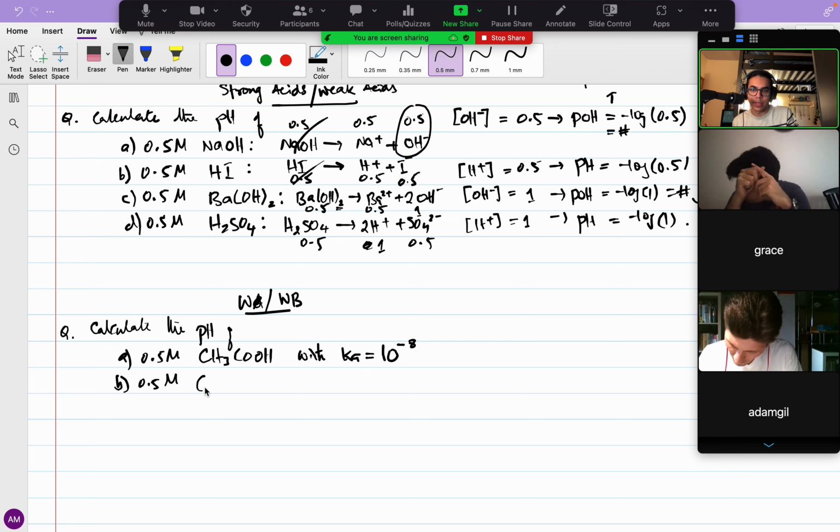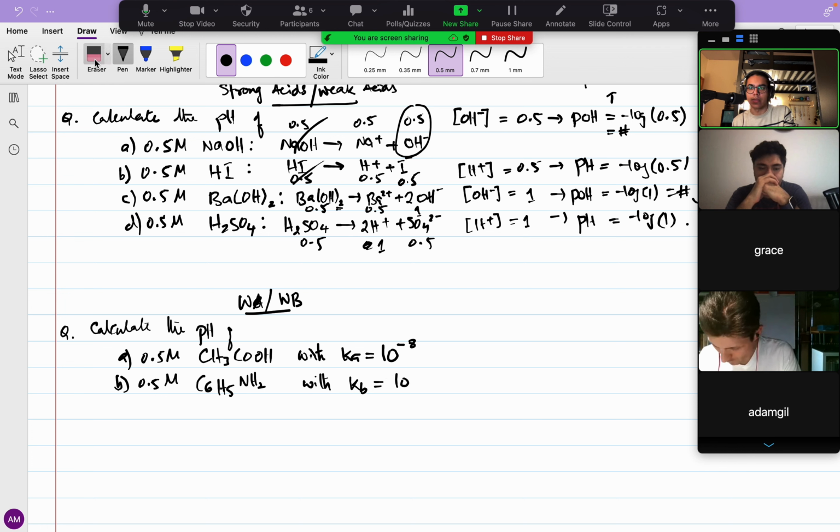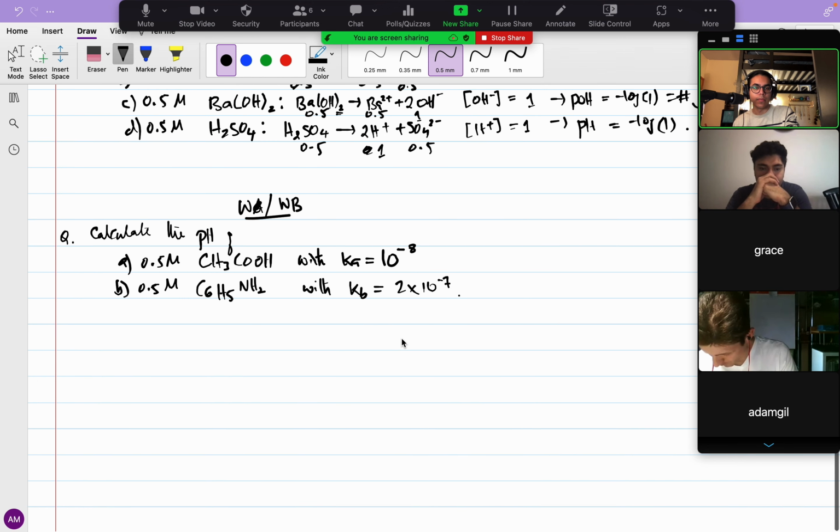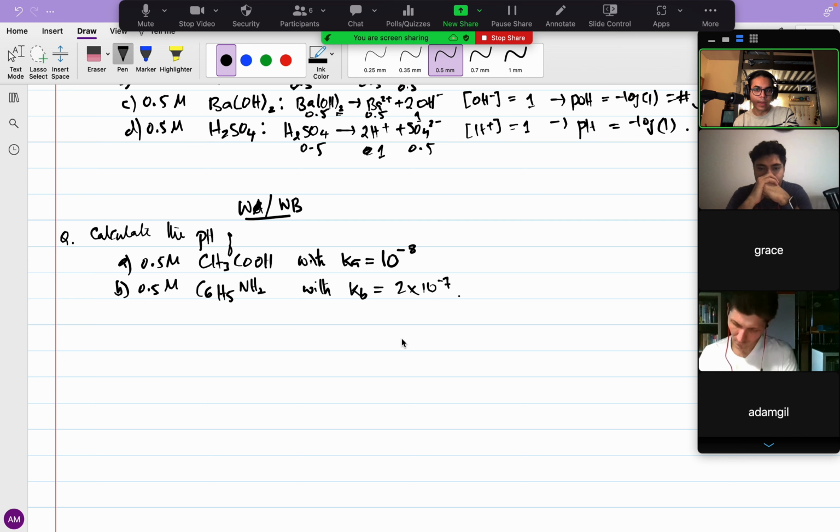What's a weak base? I'll just make this up. C6H5NH2 with Kb as 2 times 10 to the negative 7. All right, so the idea is very simple, right? You just write down the reaction and write down the ICE table and go from there.